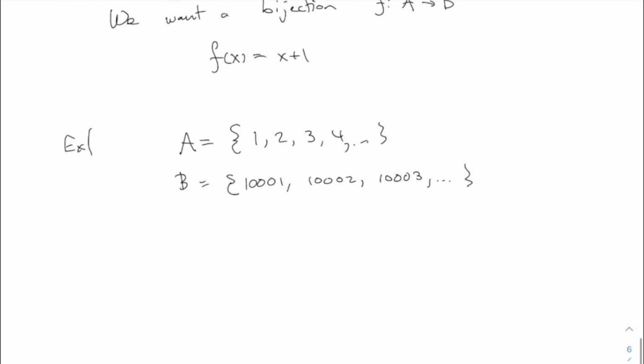I think actually I can. You got anything else? Yeah, x plus 10,000. So the moral of the story is transfinite cardinalities are kind of weird. In this case, B is a subset of A, but actually they end up having the same size after all. So their sizes are both infinite, but they're the same size.